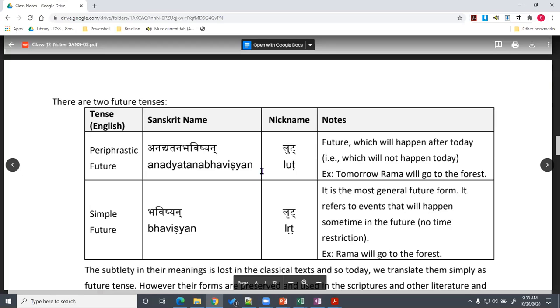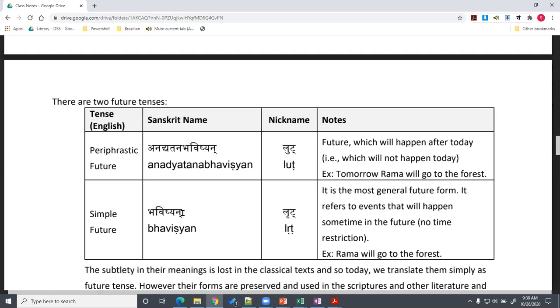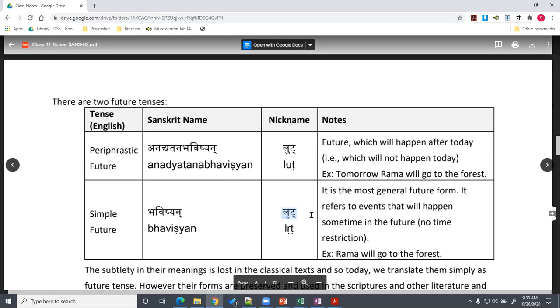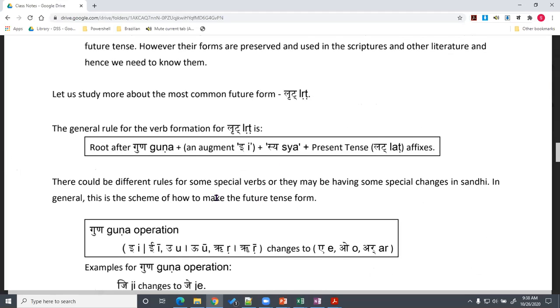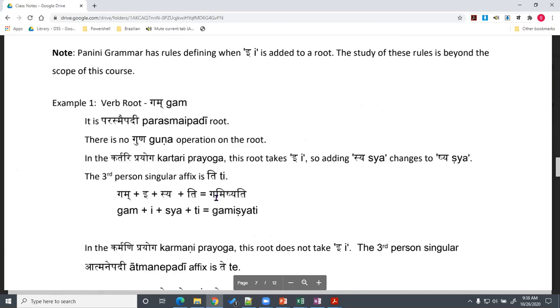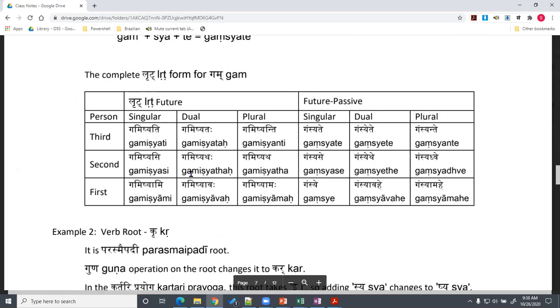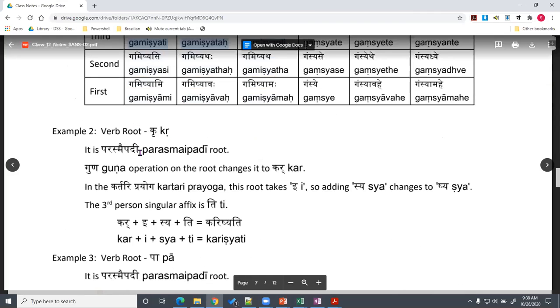So the future tense is simple. There are two future tenses in Sanskrit. We covered one of them, lrt lakara. That's generally easier to form in verbal forms, like gachati becomes gamishyati, gamishyatah, gamishyanti. And there is a corresponding passive also.